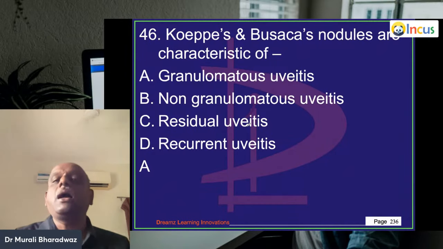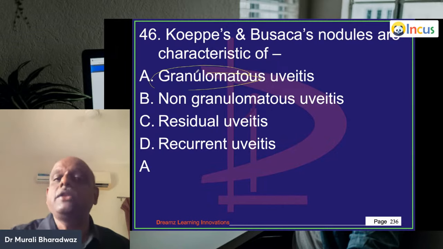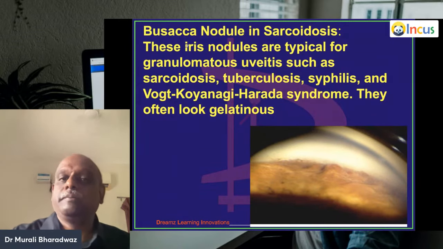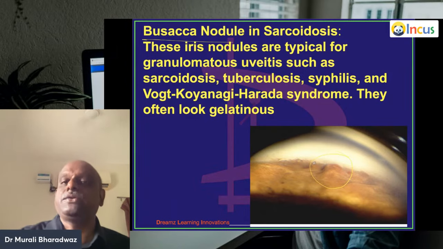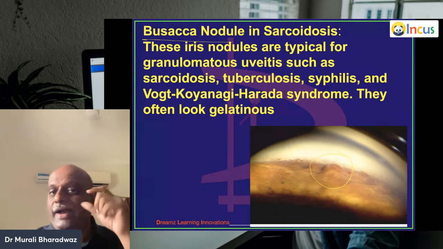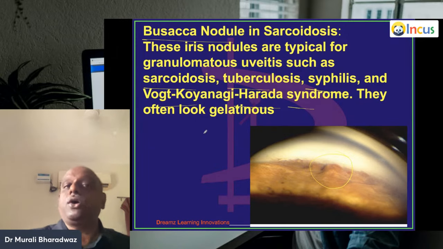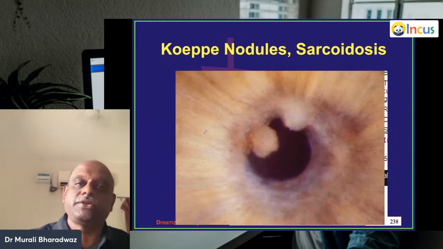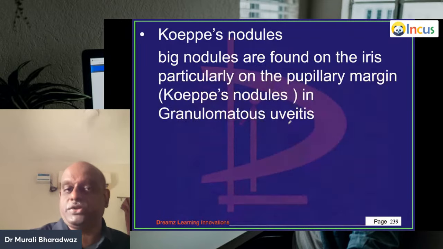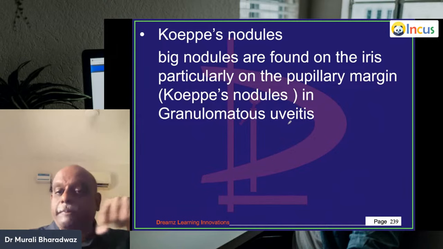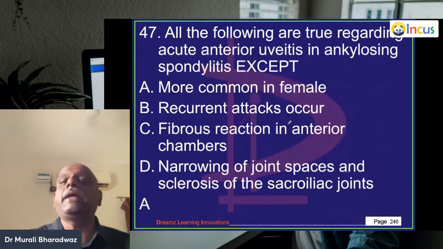Koeppe and Busacca nodules are the features of granulomatous uveitis. Busacca nodules you typically see in sarcoidosis. These are the nodules that develop on the iris. Sarcoidosis, TB, syphilis, Vogt-Koyanagi-Harada syndrome, any of them can lead to Busacca nodules. These are called Koeppe nodules, which are seen in sarcoidosis. Koeppe nodules are big nodules found along the pupillary margin in granulomatous uveitis.